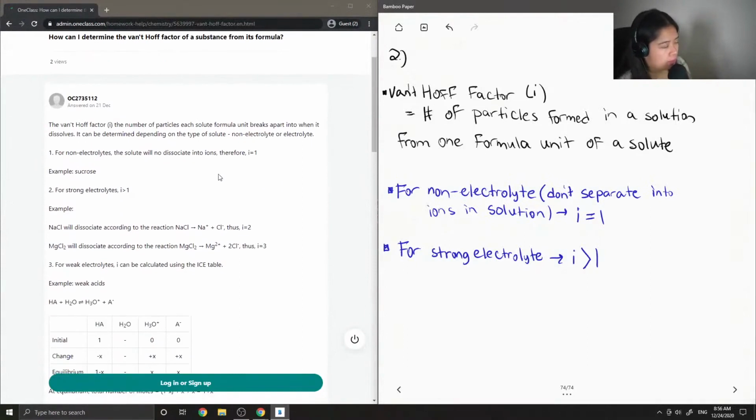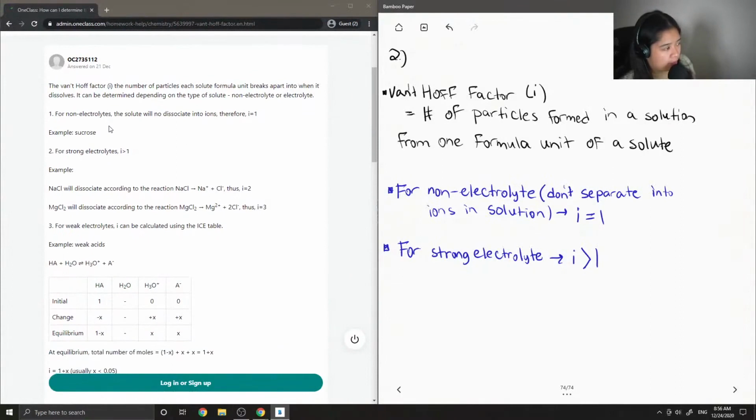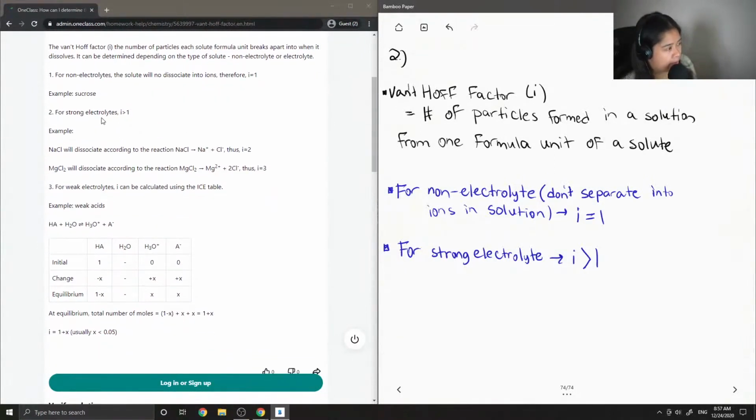Okay, so let's see what the junior tutor said. The Van't Hoff factor i is the number of particles each solute formula unit breaks apart into when it dissolves. It can be determined depending on the type of solute, non-electrolyte or electrolyte. For non-electrolytes, the solute will not dissociate into ions, therefore i is equal to 1. For example, sucrose. For strong electrolytes, i is greater than 1.